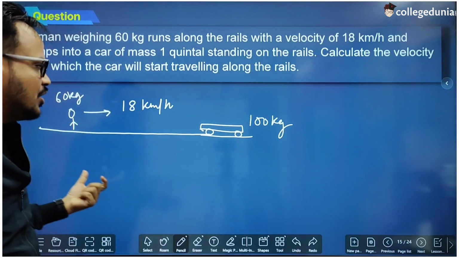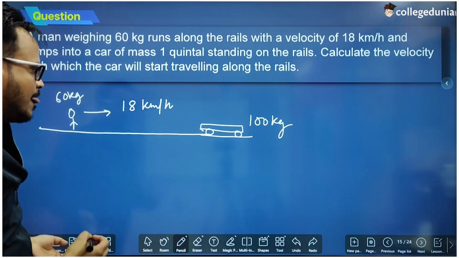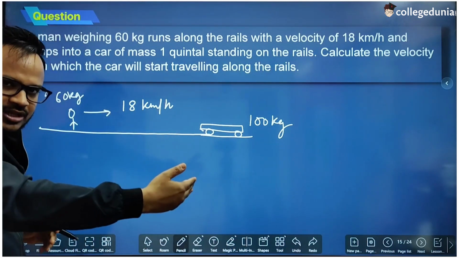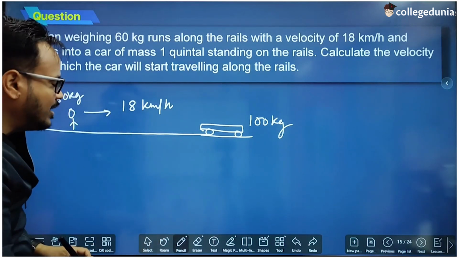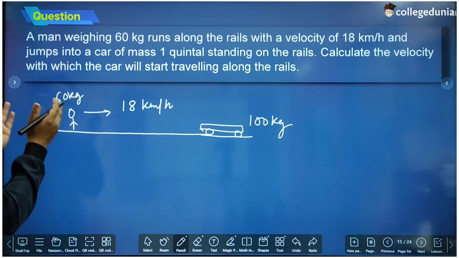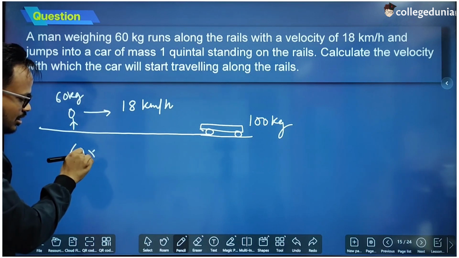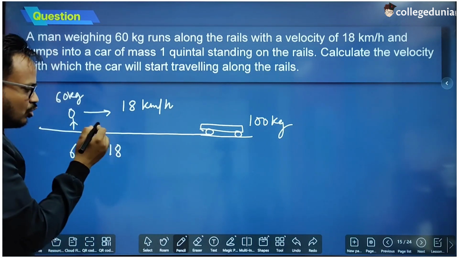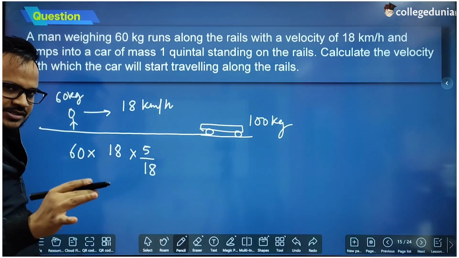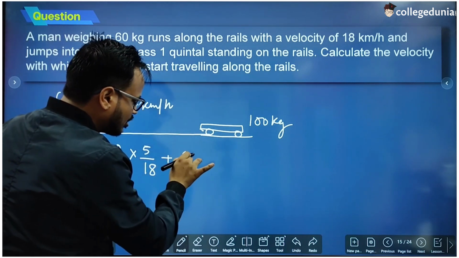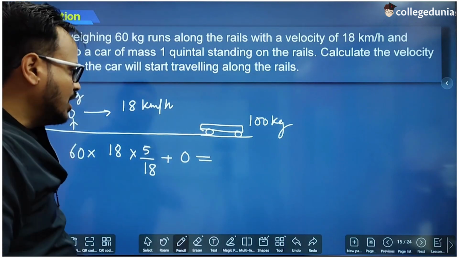traveling along the rails? Now here we have to apply the concept of the conservation of linear momentum again. So the impact here is the jump of this man on the car, right? So the total momentum of the system is man plus car. The total momentum of the system before the jump was just the momentum of this man because the car was at rest. So it is 60 into 18 km per hour, but let's convert kilometer per hour into meter per second by multiplying it by 5 by 18, plus 0. 0 is the momentum of this car.